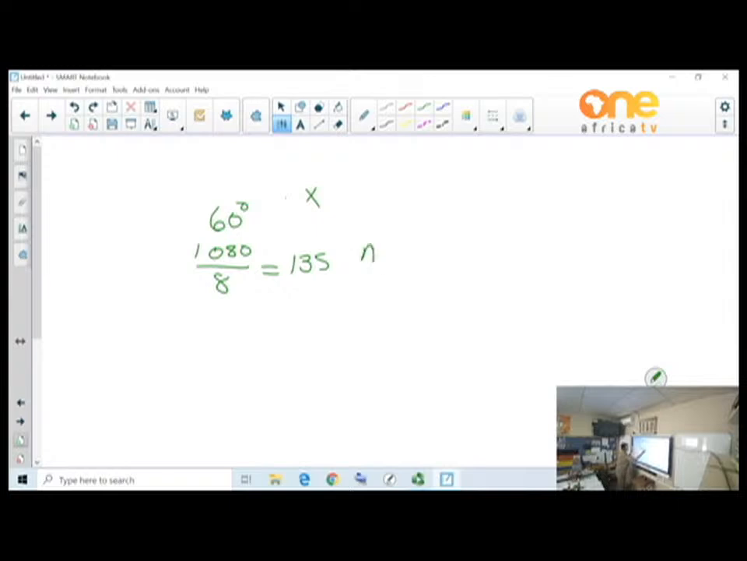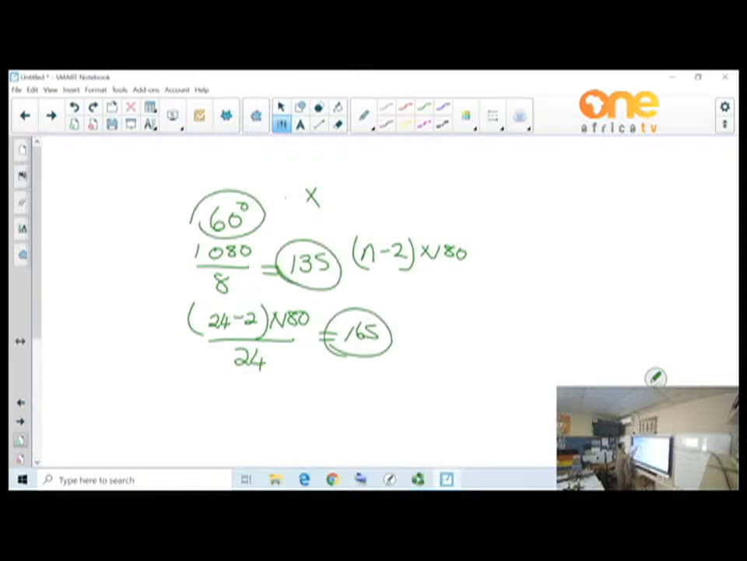Can you remember the formula? N minus 2 times 180. And the last one is 24 minus 2 times 180. This is just because, remember, this is a show that question. And then if you add now all those three, you get the 360. Okay. So polygons. This was about polygons. Right?